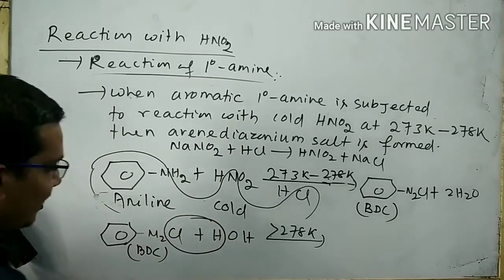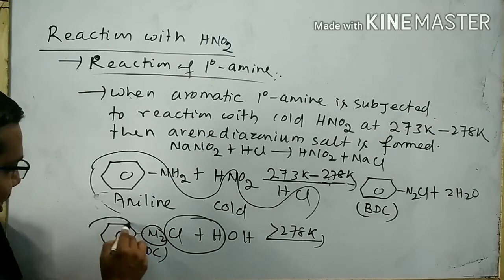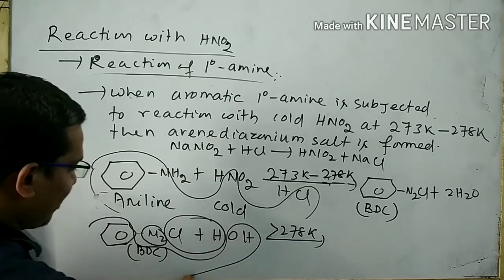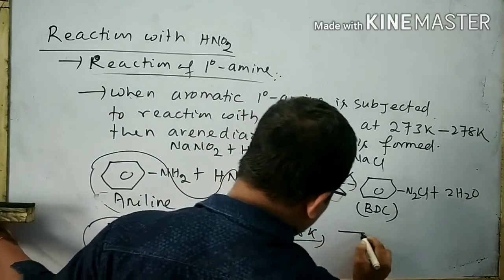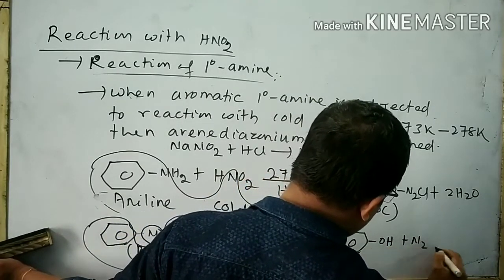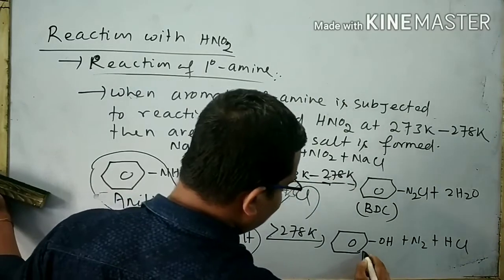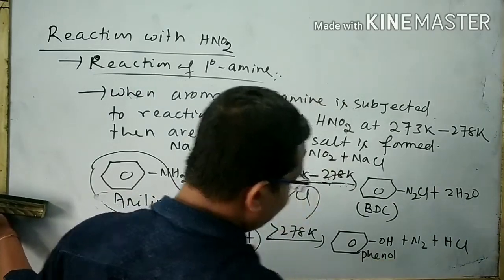This is your byproduct HCl, and you can remove the N2 as the byproduct and remove this part as phenol. So it gives you phenol, and the byproducts are your N2 and HCl. This is said to be phenol.